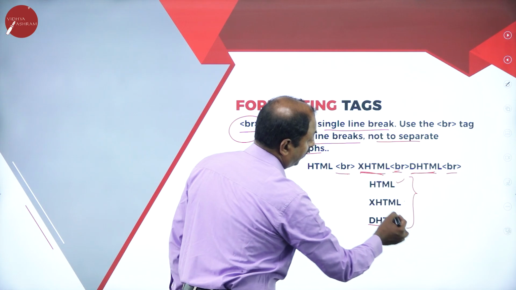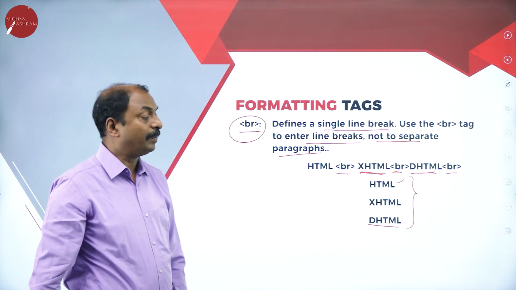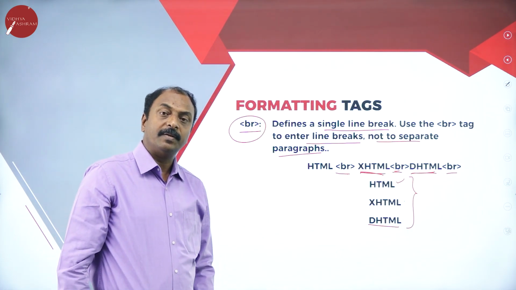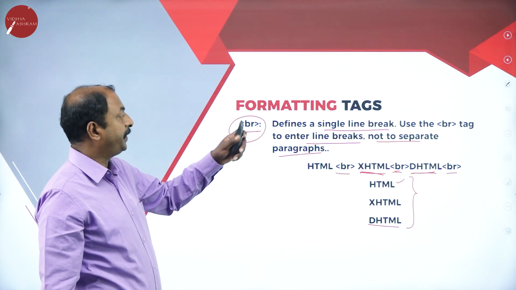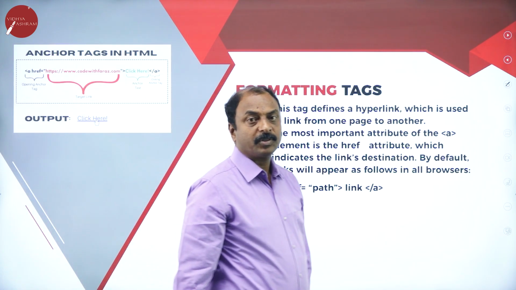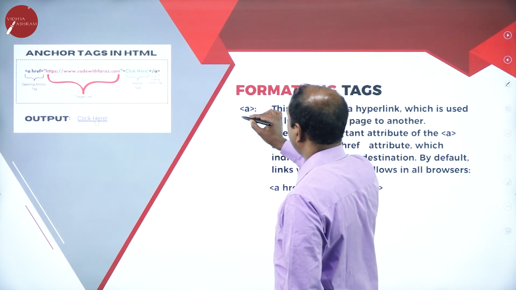So with the help of the BR tag, it is possible to display information line by line, one after another. So this is the BR tag. Next, let us see another formatting tag, that is the A tag.